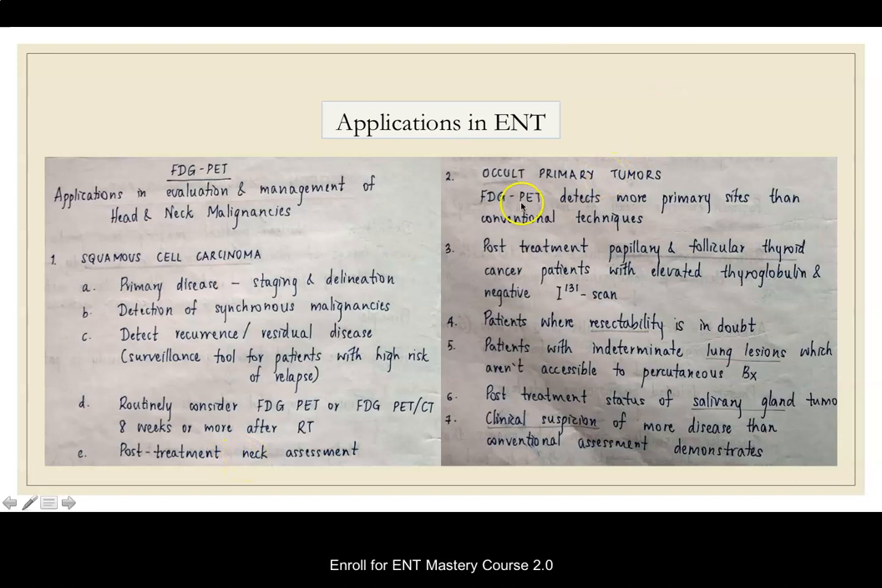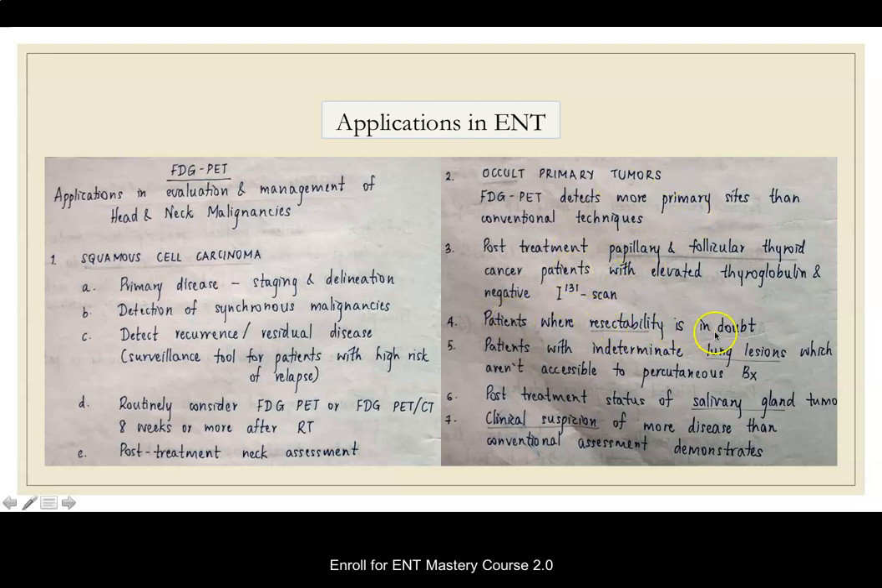Second, you can use it to detect occult primary tumors. FDG PET detects more primary sites than other conventional techniques. In papillary and follicular thyroid cancer patients, after surgery, if they have elevated thyroglobulin and negative iodine 131 scan, you can do a PET scan in them and see if they still have any remnant thyroid tissue.